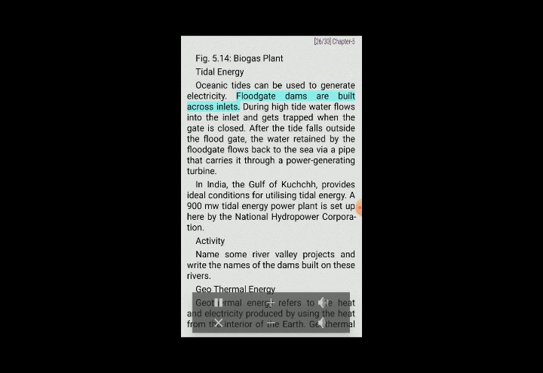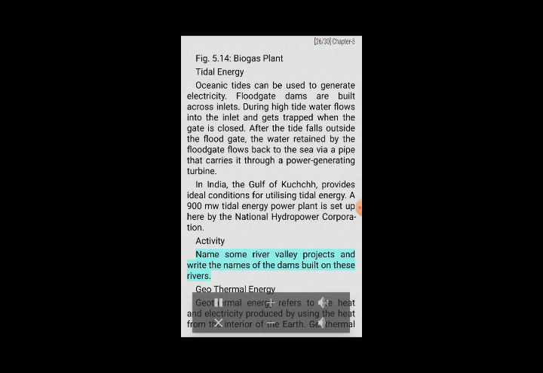Tidal energy. Oceanic tides can be used to generate electricity. Floodgate dams are built across inlets. During high tide, water flows into the inlet and gets trapped when the gate is closed. After the tide falls outside the floodgate, the water retained by the floodgate flows back to the sea via a pipe that carries it through a power-generating turbine. In India, the Gulf of Kutch provides ideal conditions for utilizing tidal energy. A 900 MW tidal energy power plant is set up here by the National Hydropower Corporation.